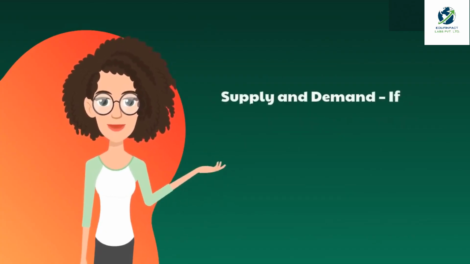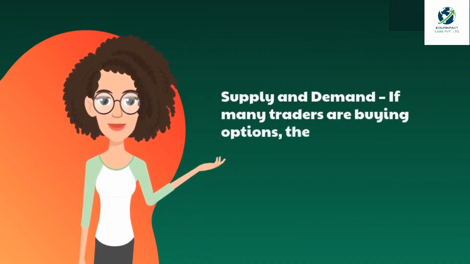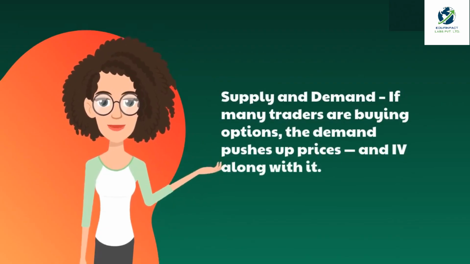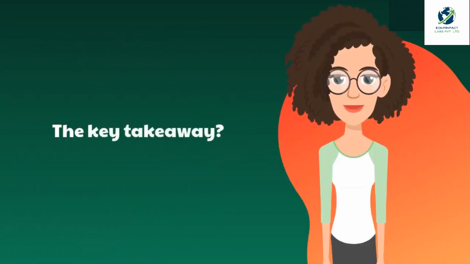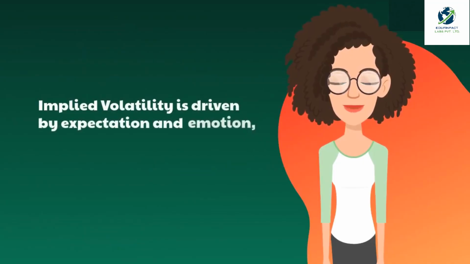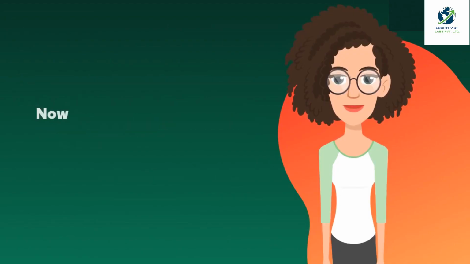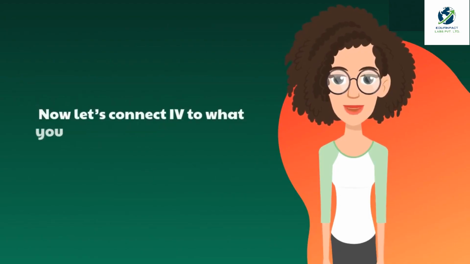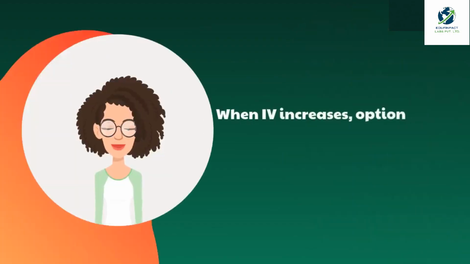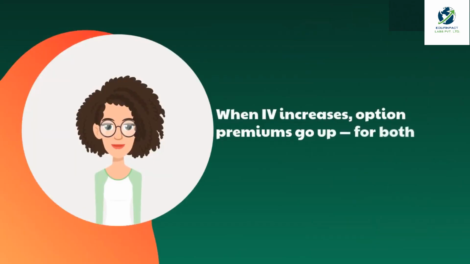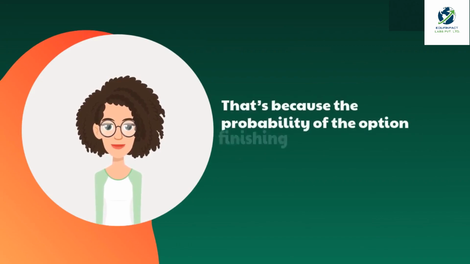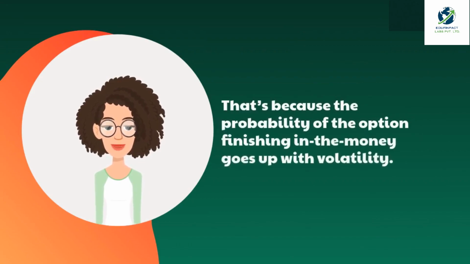Supply and demand, if many traders are buying options, the demand pushes up prices, and IV along with it. The key takeaway? Implied volatility is driven by expectation and emotion, not fundamentals. Now let's connect IV to what you really care about, option prices. When IV increases, option premiums go up, for both calls and puts. That's because the probability of the option finishing in the money goes up with volatility.